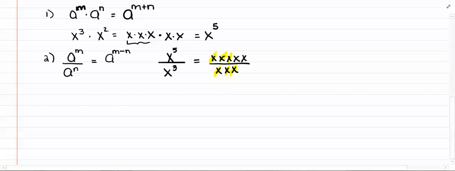So what I'm left with is 2 x's, or x times x, and on the bottom it's not 0, but it all actually canceled out to the number 1. This works out to x squared, or 5 minus 3, which gives me the x squared.